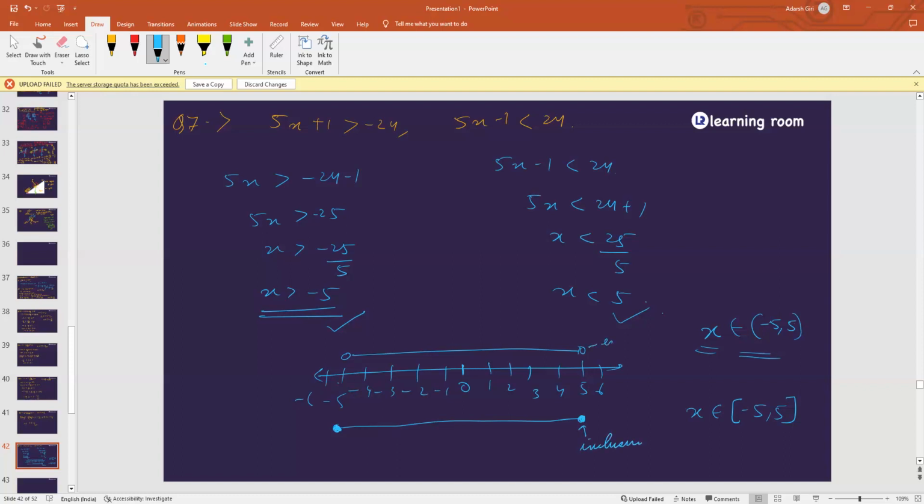And this hollow circle means exclusive. That means you have to leave this curve bracket. Understood? Yes or no? Yes, sir.